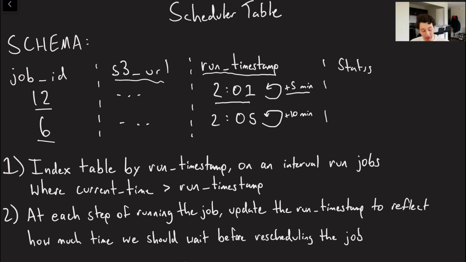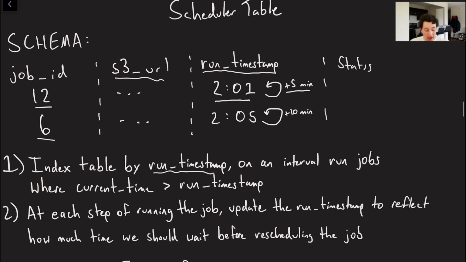So the main idea here is we index everything by our run timestamp so that we have a relatively quick query on this database to quickly find all of the jobs that we need to run. So, let's say the current time is 2:06. I know that both of these should be run because the run timestamp is less than that. That being said, if an executor handles this one and switches it to 2:15 and it's currently 2:06, I know I'm not actually enqueuing this job right here. Cool. And again, like I mentioned, at every step of actually running our job, we want to update that run timestamp to reflect how much time we should wait before timing out and basically retrying the job in its entirety. Cool.